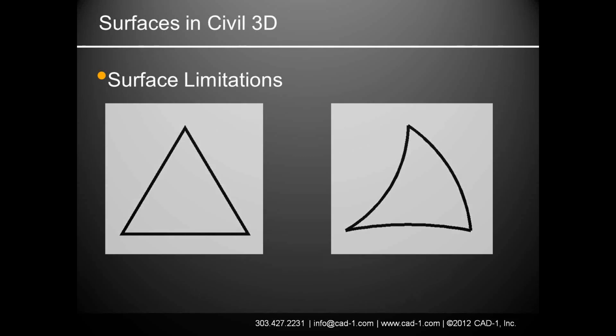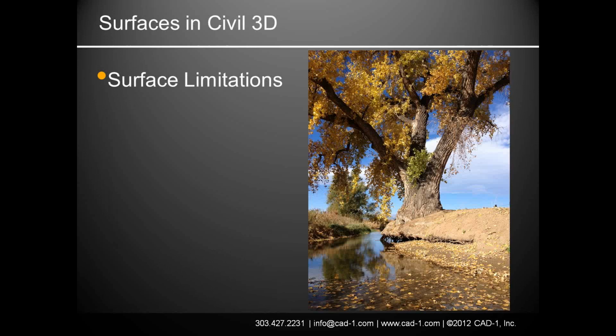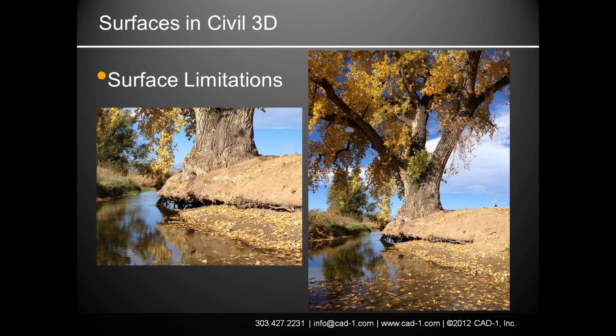Let's take a look at another limitation here real quick. So what else do we have? Here's a picture. I actually took this picture near an irrigation ditch near my house. Yeah, that tree looks like it's just about ready to fall over. But if you came out here and you were doing a surface and you wanted to model this, what you'll notice is we've got a bit of an overhang here. Civil 3D, or a TIN, can't handle a situation like this.